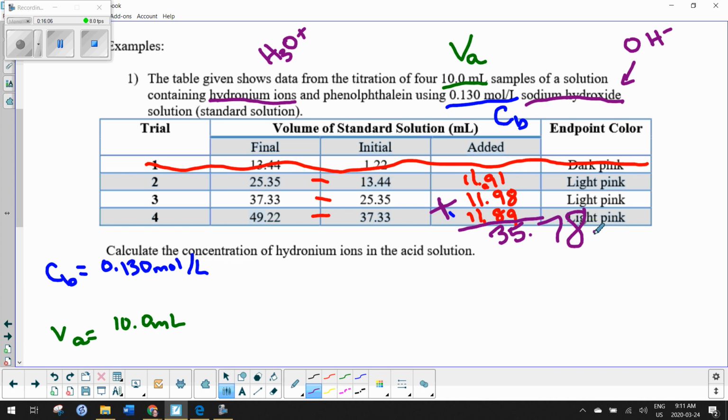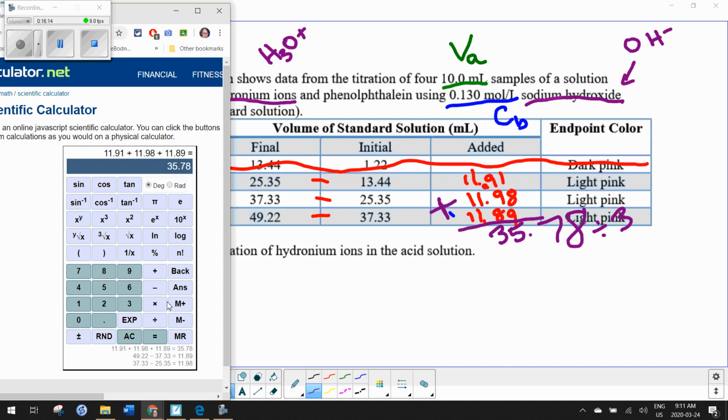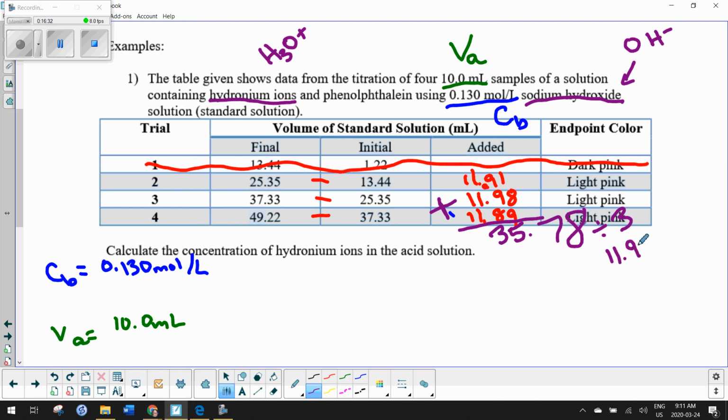Now, since I have 3 samples, I need to divide this by 3. Divide by 3 equals 11.9, and we'll keep the 2, but the 6 tells the 2 to round up, so 11.93. So I get 11.93 milliliters.